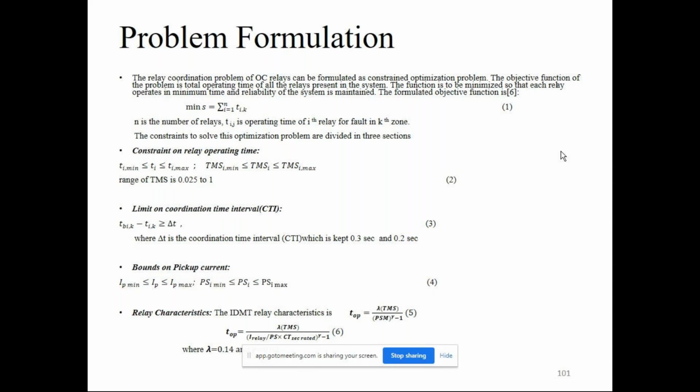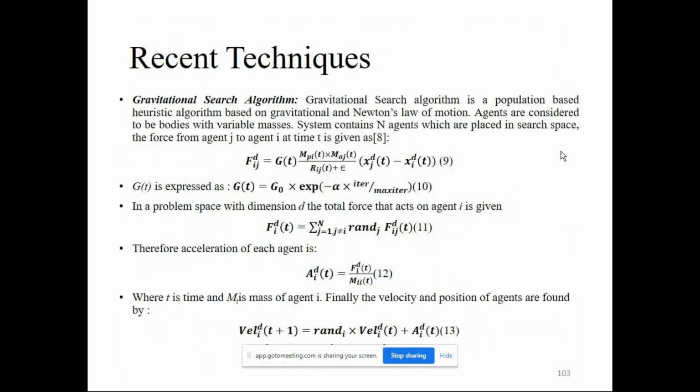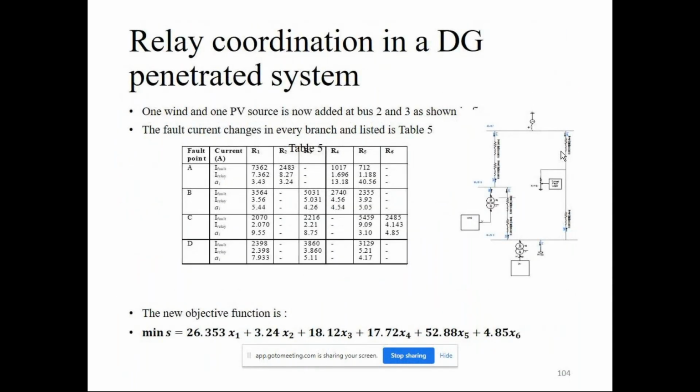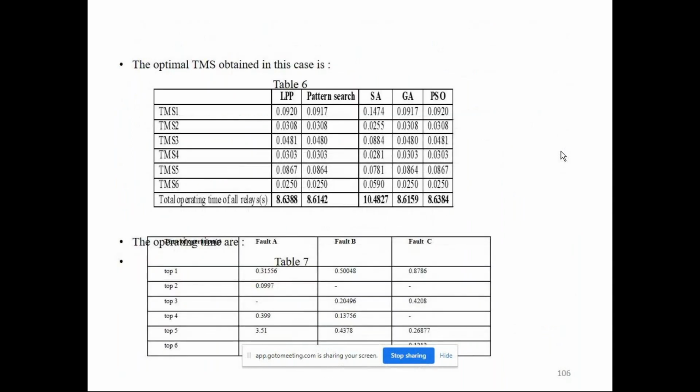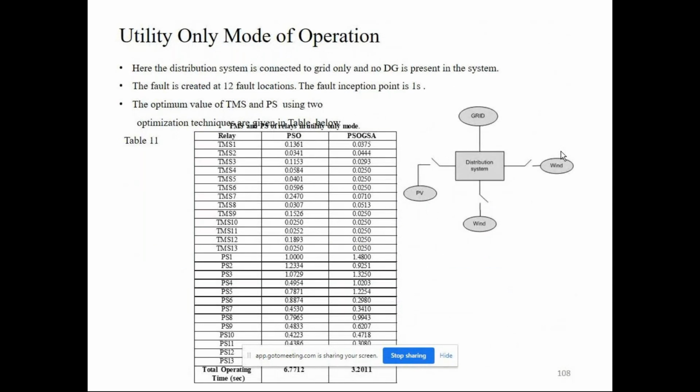Correspondingly, you evaluate the total relay operating time subjected to the bounds that you are taking into consideration, and accordingly the coordination time interval, its upper limit and lower limit, should not be violated. Again this is with PSO and the gravitational search algorithm, and a hybridization of them, for the TSM and PSM respectively, with the grid-connected mode and islanded mode.